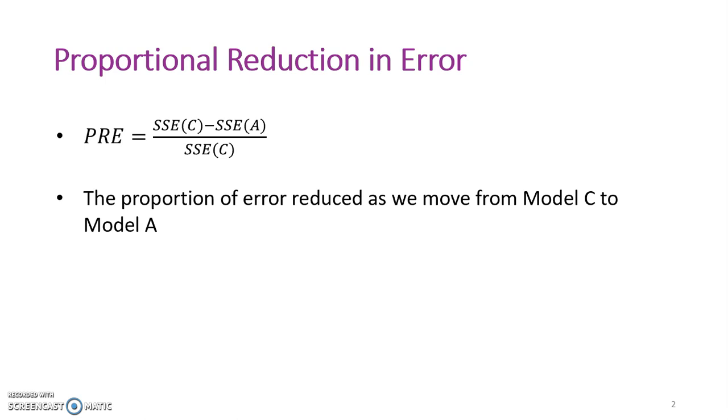For simple linear regression, we are only incorporating one additional predictor into the augmented model, and so we have one additional parameter estimate in the output. So it's the proportion of error that's reduced by including this predictor in the model.